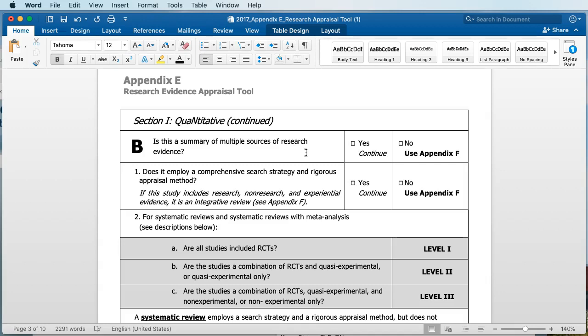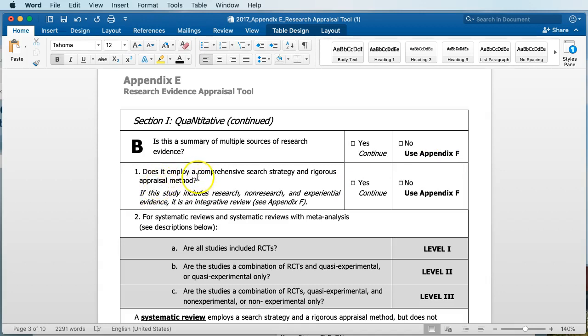So if this is a summary of research evidence, and oftentimes they'll tell you it's a systematic review, but it could be a literature review or an integrative review, but yes, it is, then you're going to continue with this form. If it's not, if it's a summary of a QI project, then you say no and you follow these directions. Use Appendix F. There's a voiceover with directions on the use of Appendix F available for you also. So once you say no, follow these directions, do not fill anything else out. You do not need to fill this out at all because you've identified that actually this is not sources of research evidence.